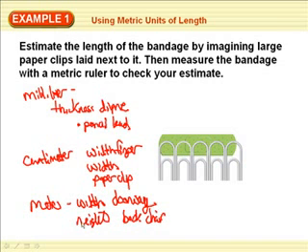So there's more than one way to use benchmarks for these, and I'm just sharing the ones that I use and the ones the book uses. Example 1 says, estimate the length of the bandage by imagining large paper clips laid next to it. So here are these paper clips, and you can even use fingers. There's 1, 2, 3, 4, 4.5, almost 5. Let's see how they answered that.